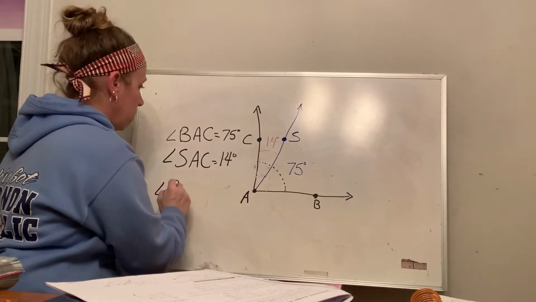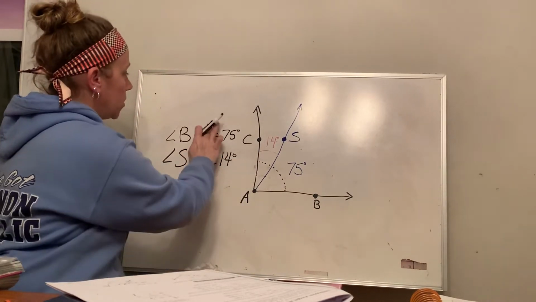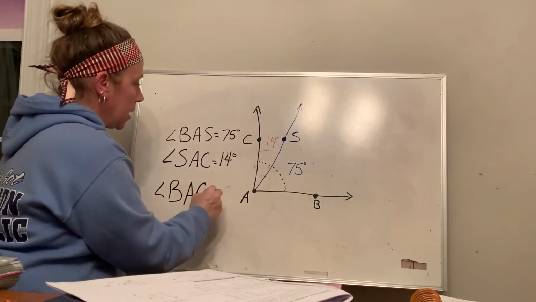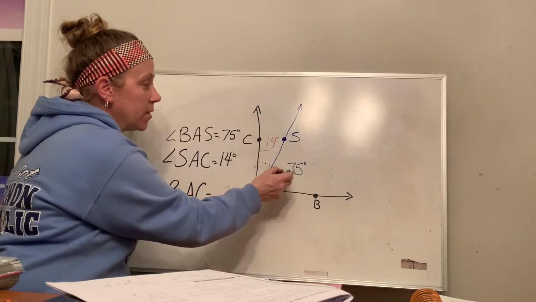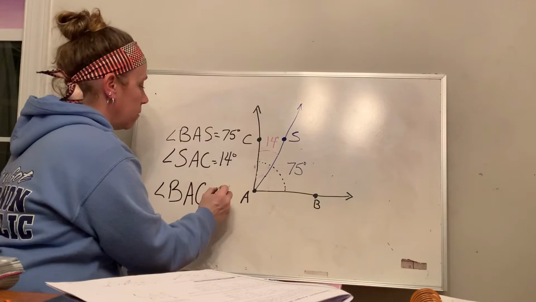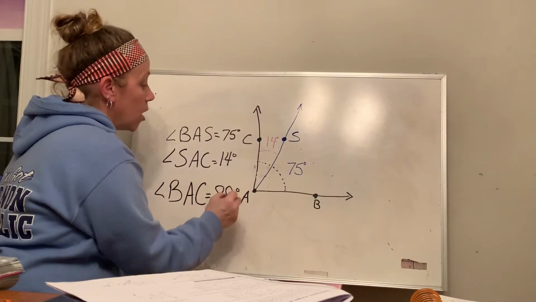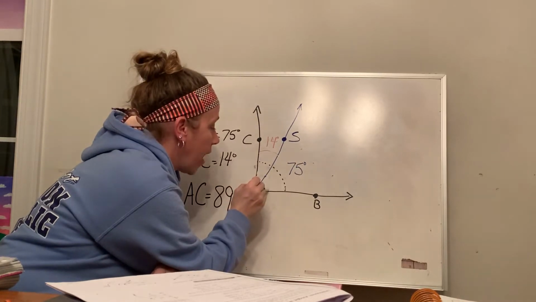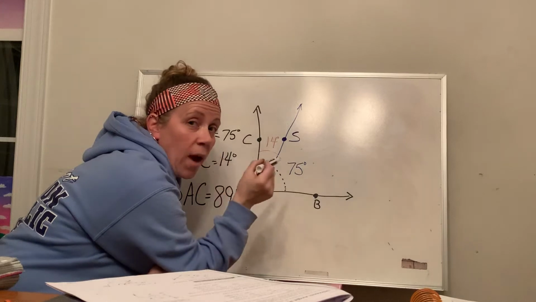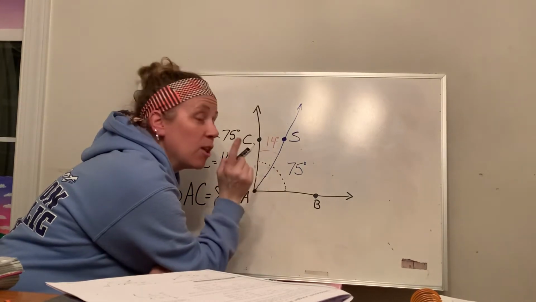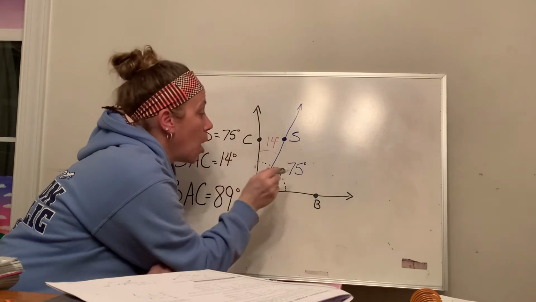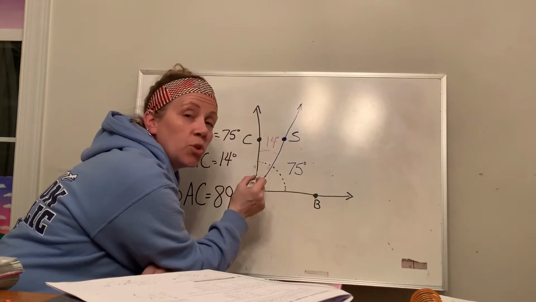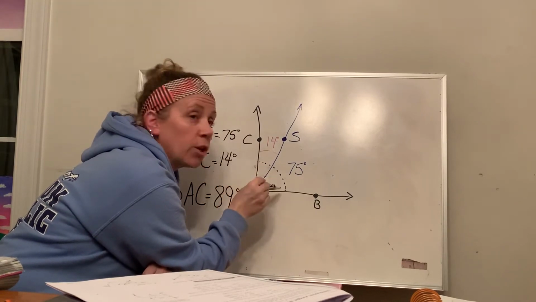BAC needs to equal 75 plus 14, which would be 89 degrees. So here's a perfect example. In geometry, I did not have that square there. This is a new angle. It looks like it should be 90 degrees, but by my measurements, I see it's only 89. So you can't assume that it's 90 degrees just because it looks it.